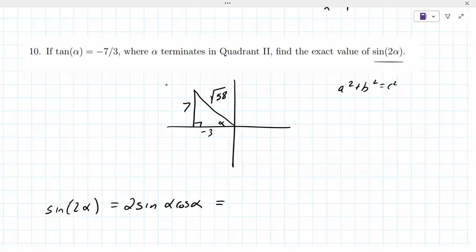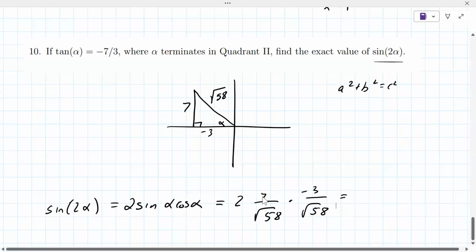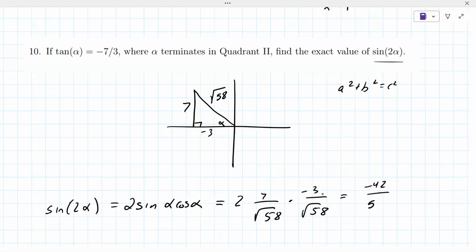So you have to get your sine value, which is 7 over square root of 58, and cosine, minus 3 over square root of 58. So you get 2 times 7 times 3, negative 42 over 58. And you reduce like that. This is a more standard test type problem you would see.